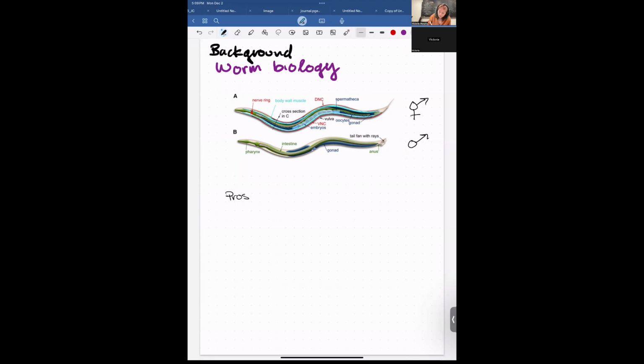So hermaphrodites have 2 copies of the X chromosome, which is the sex chromosome in worms, and males have 1 copy of the X chromosome. We write it as XO, meaning 1 copy and then nothing.